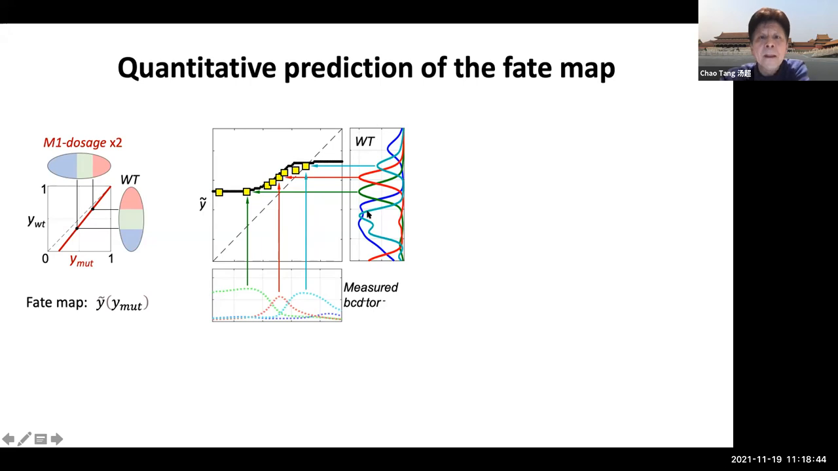And we can map the positions of, for example, the peaks and the boundaries from the wild type to the mutant, and then we can make this fate map. These are the yellow squares, and this is this red line in this two-dimensional example, okay? And then the black line is a prediction from our model. So you can see it's very well predicted. Quantitatively matches the experimental observation.